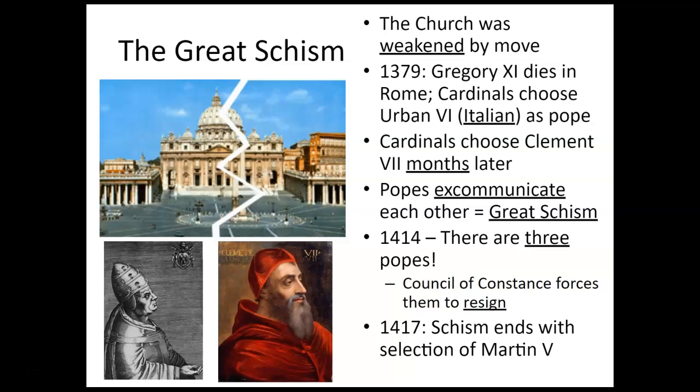So what ultimately ends up happening is there's a council called at Constance that organizes, and they force all three to resign. And what they end up doing is they come back together, discuss, and in 1417, the Great Schism ends when the College of Cardinals selects as Pope Martin V. And that ends the rule of the Catholic Church by more than one Pope.